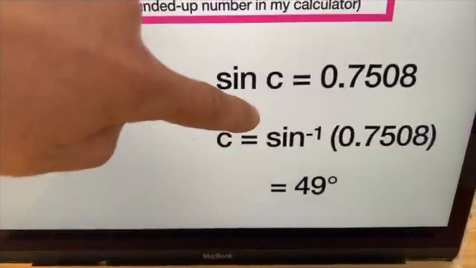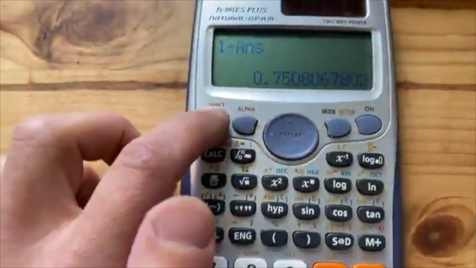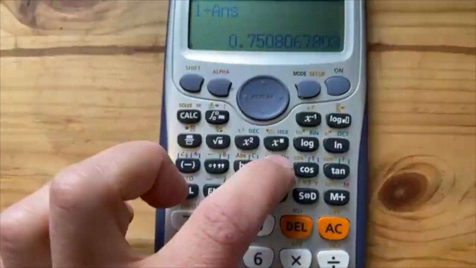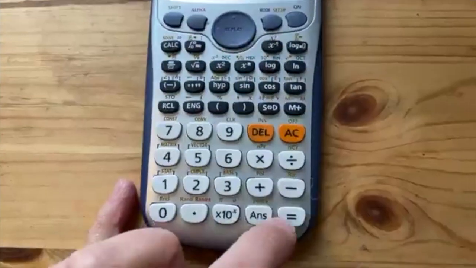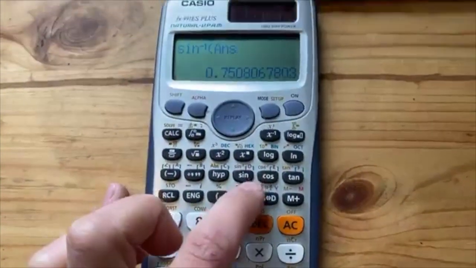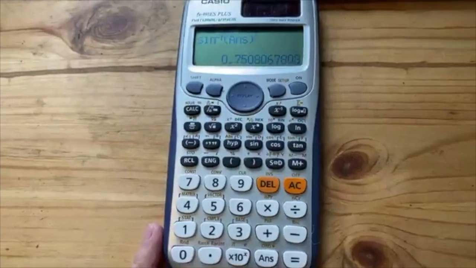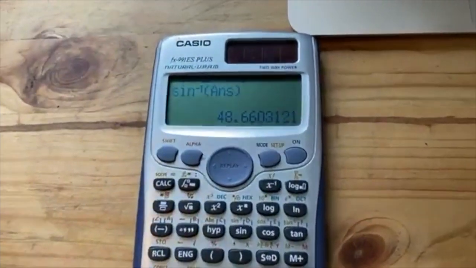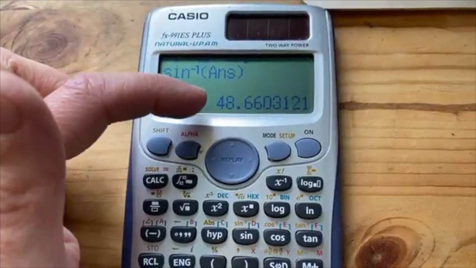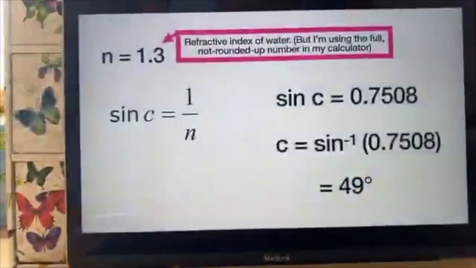But now I need to unsine it. I need to do sine minus 1 of that. So on my calculator, I do shift and then sine to get sine minus 1 of that answer. Close my bracket, just for neatness. And equals... there we go. Splendid. Right, that's about 49 degrees. That is pretty much the end of the lesson.